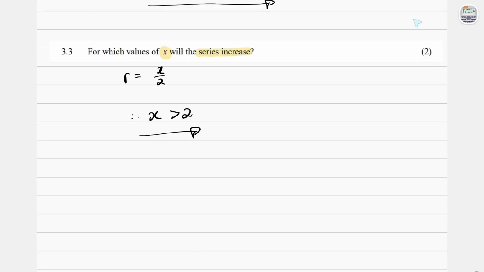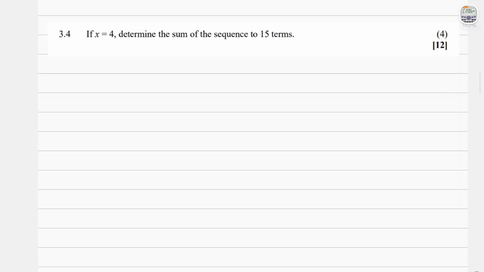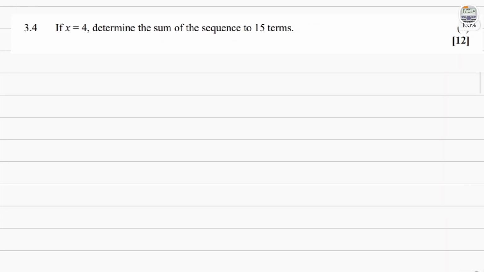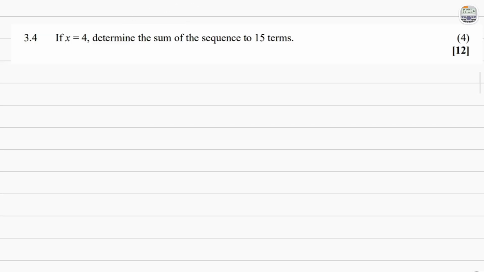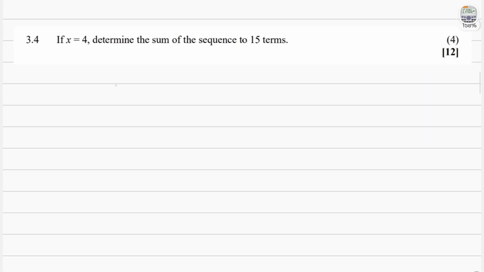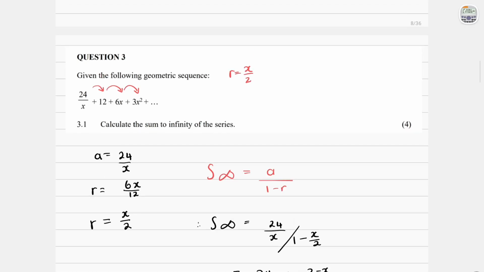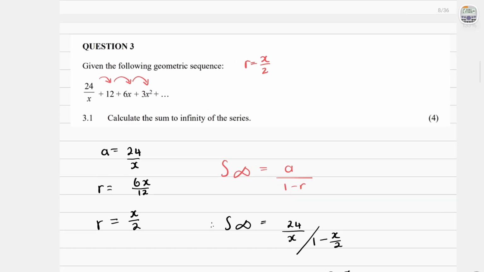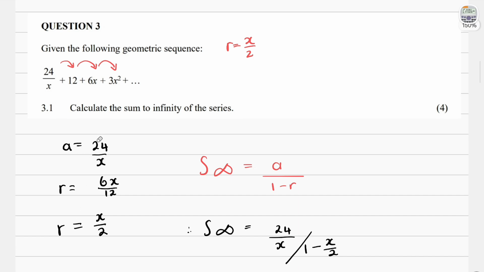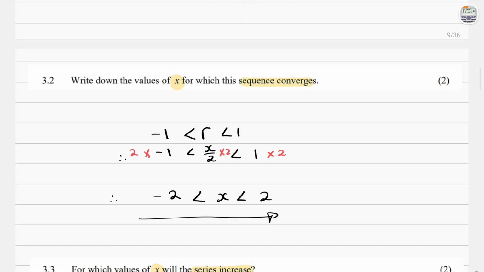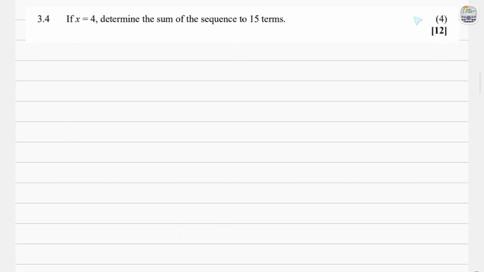Moving on to the next question. Now they say if x is equal to 4, see, that's a value greater than 2, determine the sum of the sequence to 15 terms. So we just know x is equal to 4. We need the sum, but we only have the sum to infinity. So we just need the value of a and r. So a is 24 over x. R is x over 2.